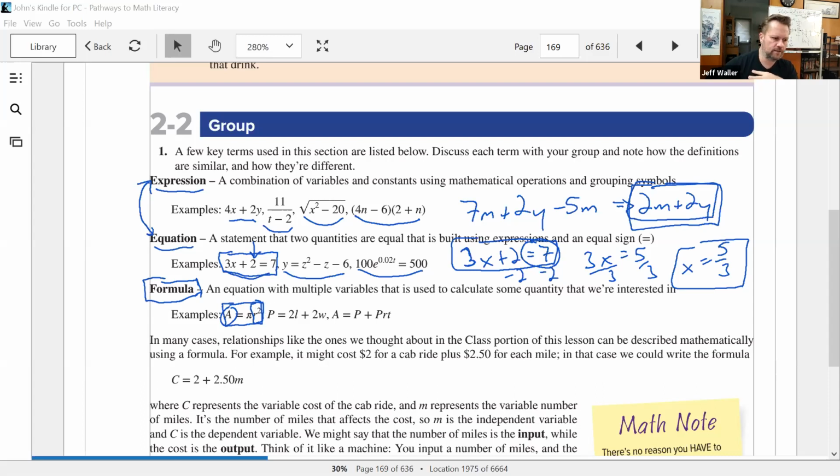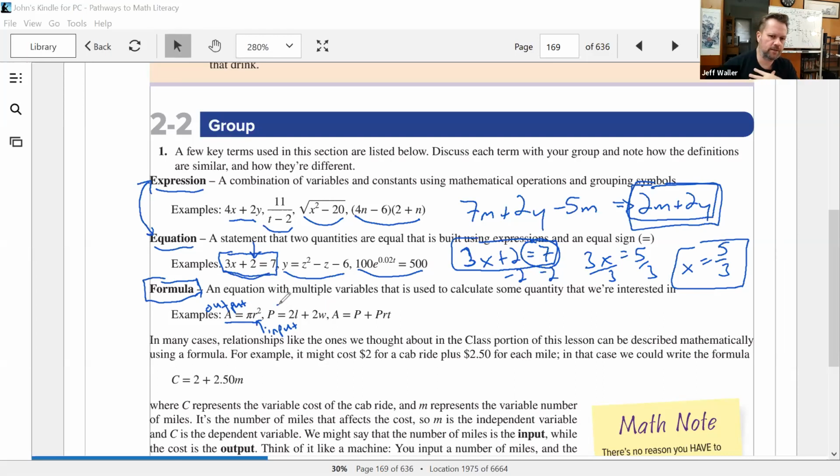So let me ask you this. Based on what we talked about last time with inputs and outputs, for this first formula, what is the input? And what would be the output? Radius. Yeah, radius would be the input, because if I put something in for R, I can figure out what I get out. So the area would be the output. All right, let me stop for a minute. And that's just because that's how the equation is currently set up.